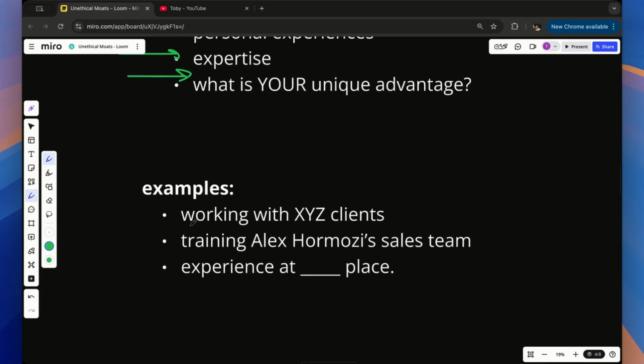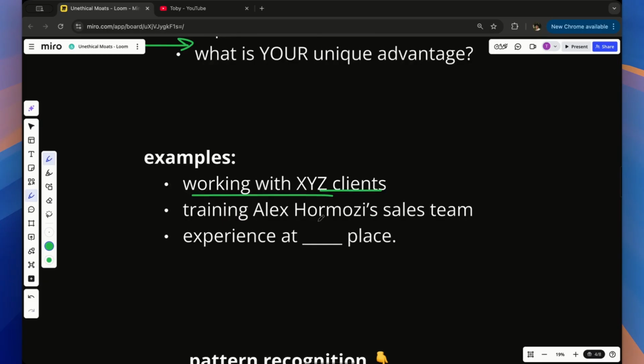Here's a couple examples. We have, like I said, working with XYZ clients when no one else has. One of the people we've been working with, his unique positioning is that he's trained Alex Hormozi's sales team. How many people can say that they've trained the sales team for Alex Hormozi? Nobody. So that's a unique positioning that only he can do, that he can use to get a ton of views, and nobody can copy him.